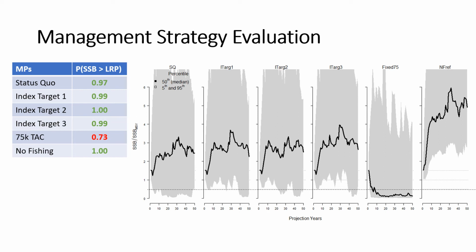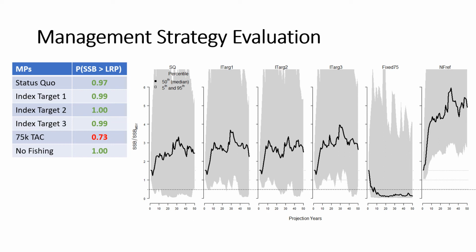The status quo MP has a 97% probability that the spawning stock biomass in the first 5 years is above 40% of BMSY. The 3 index target MPs perform even better, with close to 100% probability that the biomass in the first 5 years is above the limit reference point.